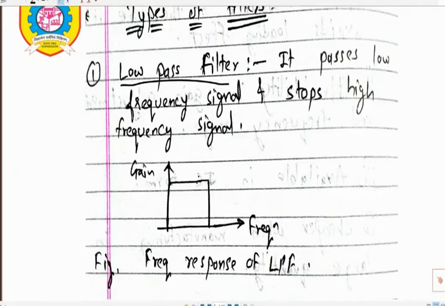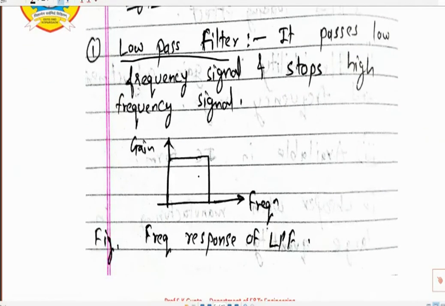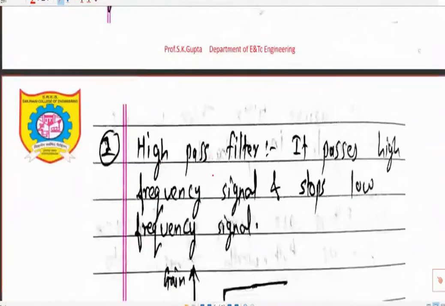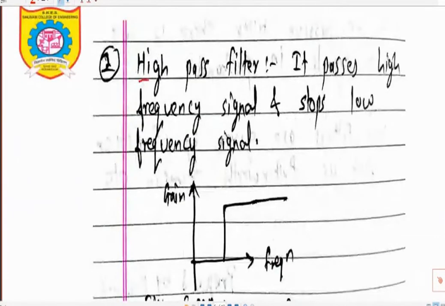So this is the frequency response, gain versus frequency. You can see here for low frequency range, the gain is quite high. And for high frequency range, when the frequency value is large, the gain is approximately 0. Okay, so this is the ideal response. So this is the frequency response of low pass filter. Now next we will see high pass filter. So what is the word high pass?